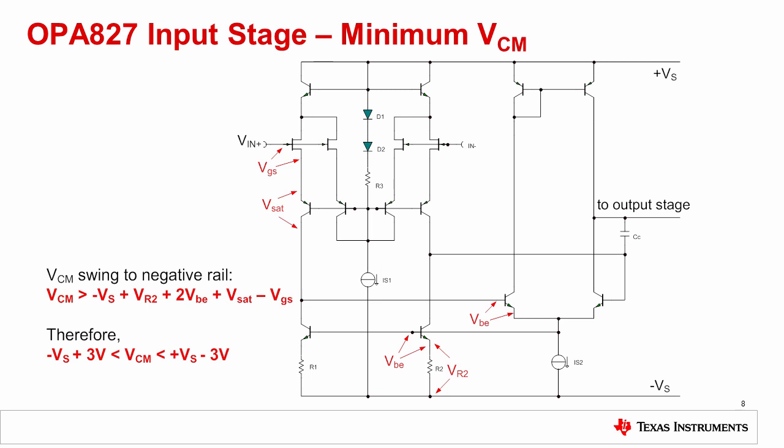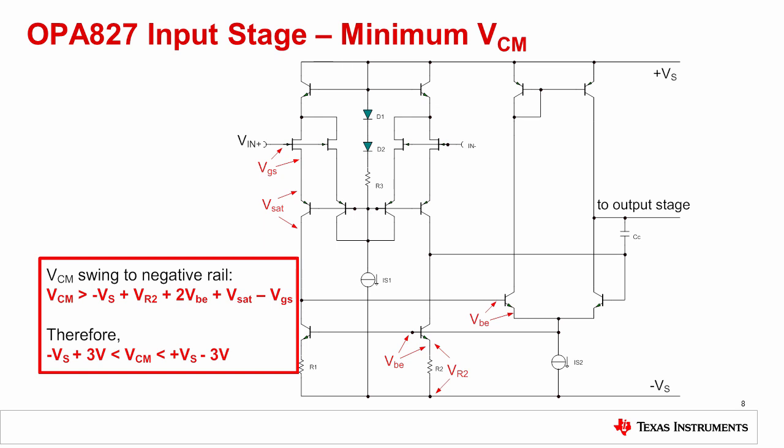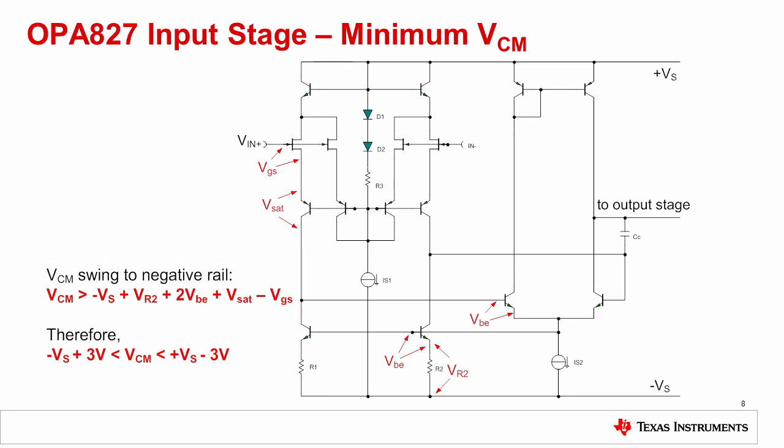For this topology, we will only analyze the common mode swing to the negative rail using the same method as before. We will omit the details for brevity, but the common mode limit is 3 volts from either rail. The important point here is that the bipolar input topologies will generally have common mode limitations to both power supply rails, while CMOS topologies can achieve common mode voltage range to either or both rails. This is because in CMOS devices, the VDS saturation voltage can be adjusted through transistor sizing, while in bipolar devices the saturation voltage is fixed.